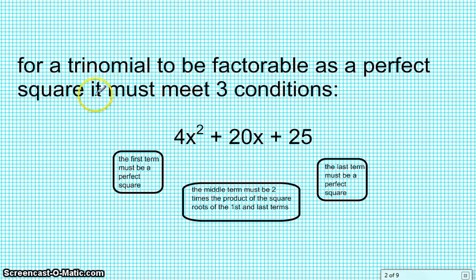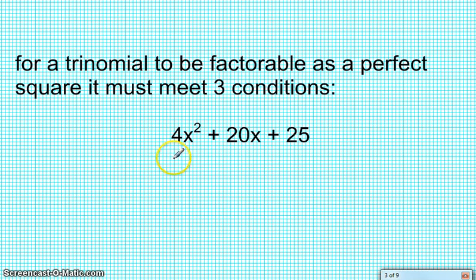And here's an example of one and what conditions it has to meet in order to be able to write it that way. The first term has to be a perfect square. Well, the perfect square of 4x squared is 2x, so the first term is a perfect square. And the last term has to be a perfect square. Well, 25 is a perfect square of 5. The third criteria that must be met is the middle term has to be 2 times the product of the square roots of the first and last terms. Well, there were the square roots of the first and last terms right there. 2 times 5 is 10, times 2 gives us 20. So this is a perfect square trinomial, and so I can factor it using this method.